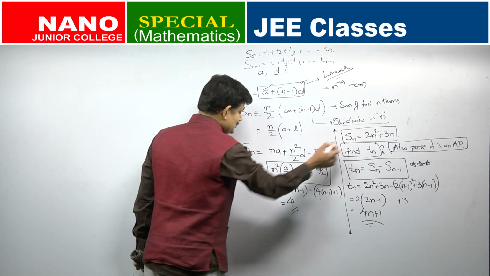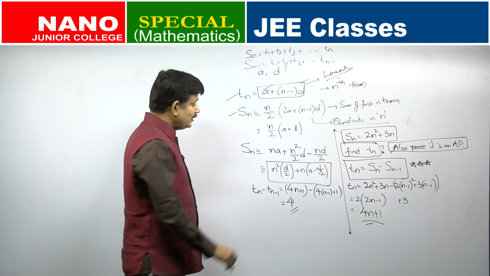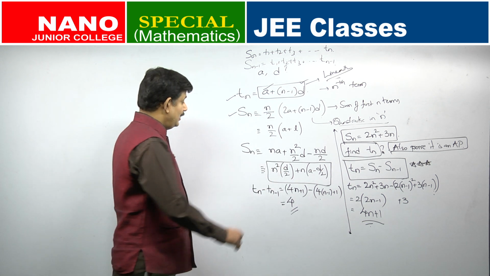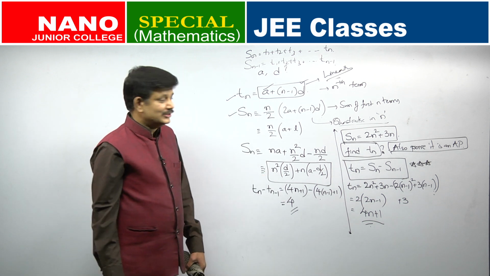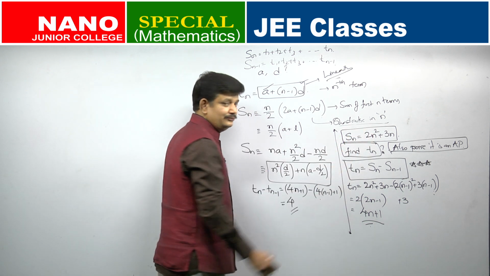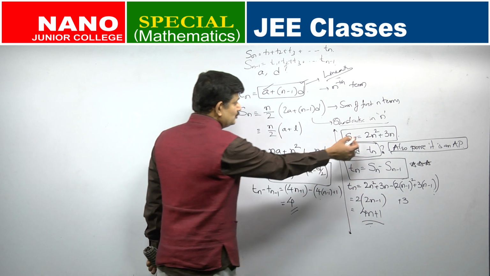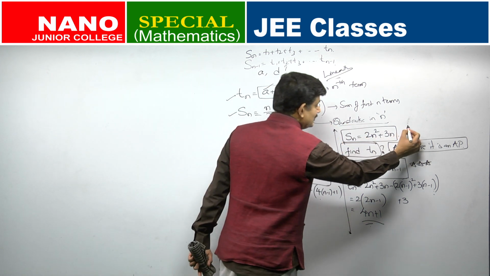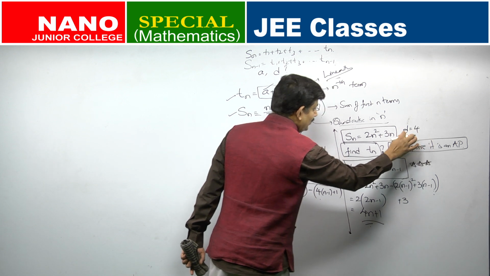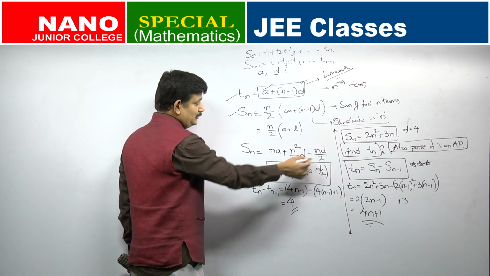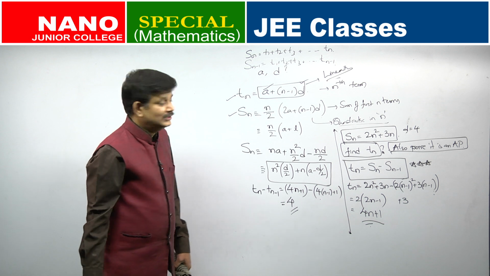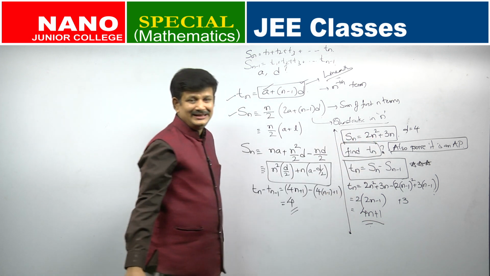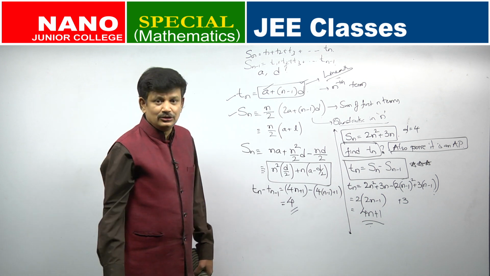This is in the pattern of this Sn. The n square coefficient is what? d by 2. So, what will be the common difference? 2 times the coefficient of n square. What is the coefficient of n square here? 4n 2. So, what is 2 times of that? 4. So, d you could have directly said is 4 from here. Had you remembered this pattern, you could directly say that d is 2 times the n square coefficient. d will be equal to 4.